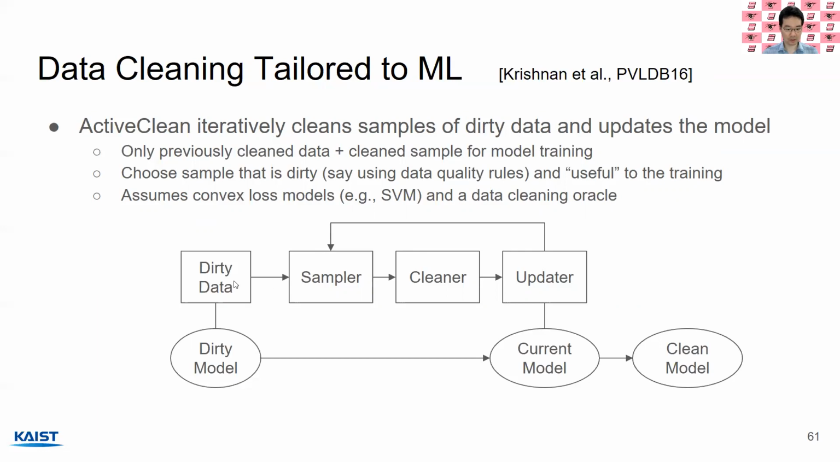So in this diagram, you have this sampler that chooses a sample that's likely to be dirty. And you can use data quality rules to identify such samples. The reason you have to sample data is because cleaning the entire data is presumed to be very expensive. And so then there's this cleaner that cleans the sample, maybe some oracle or person, and then the updater updates the model to be more accurate and also chooses the next sample.